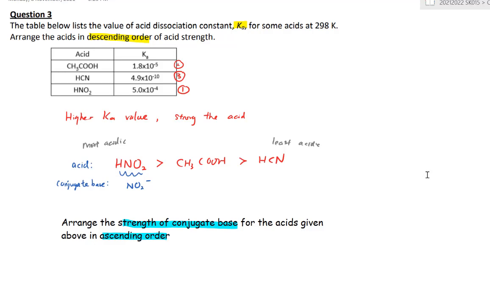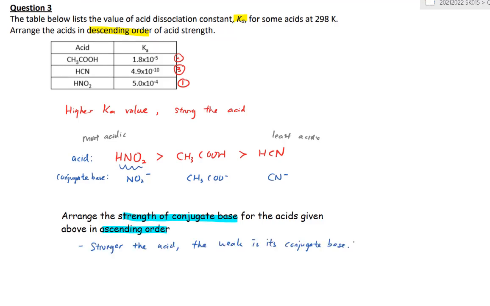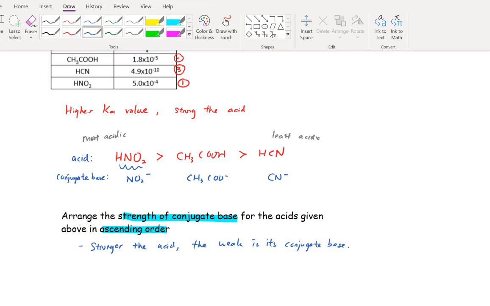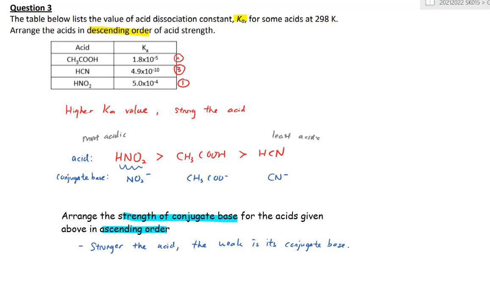I've just listed them out over here. The conjugate base for CH3COOH, after releasing one proton, becomes CH3COO negative. And then HCN, after removing a proton, becomes CN negative. So these are all the conjugate bases. You need to remember this one, and you can find it in your notes: the stronger the acid, the weaker is its conjugate base. Or vice versa, the weaker the acid, the stronger is its conjugate base.